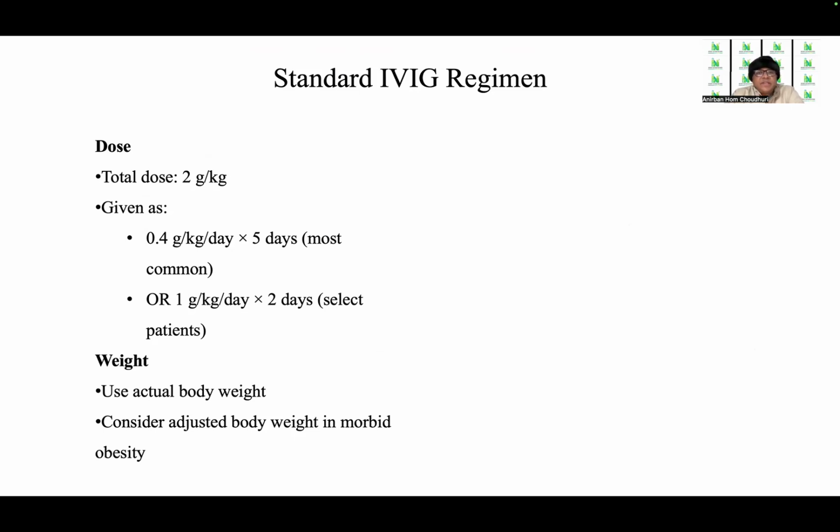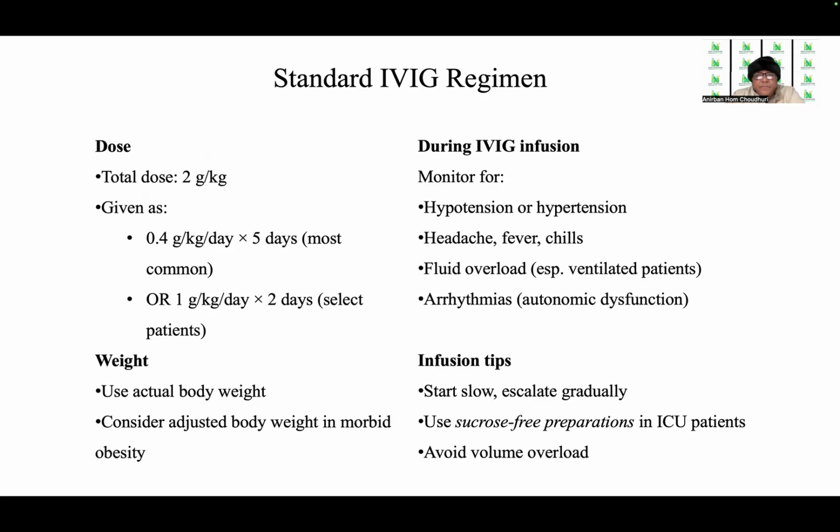So one should know the standard IVIG regime. The total dose is 2 grams per kg, given as 0.4 grams per kg per day for 5 days, which is the most common. Or in select patients, it can be given 1 gram per kg per day for 2 days. For the weight, we should use actual body weight, and only in morbid obesity should one consider adjusted body weight.